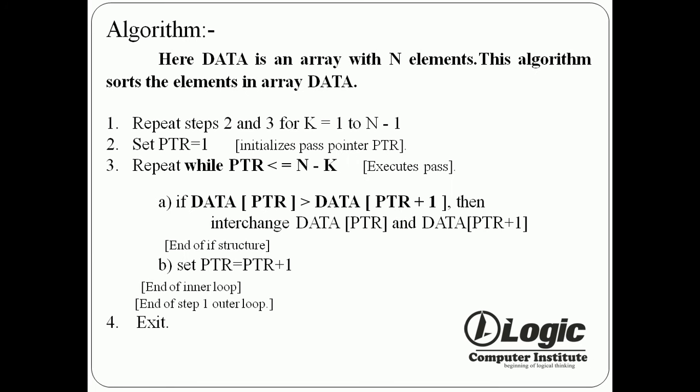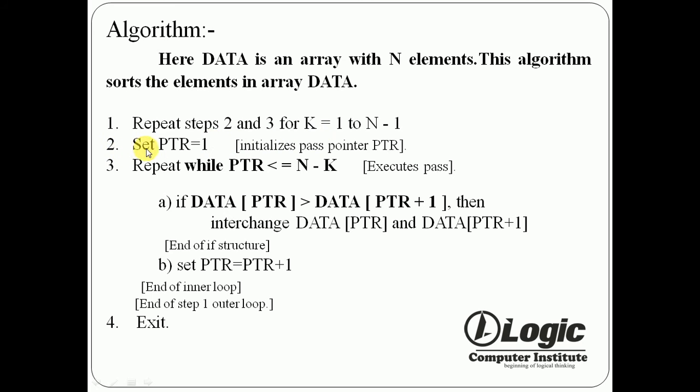So we see the algorithm. Here data is an array with n elements. This algorithm sorts the elements in array data. The first step is to repeat steps 2 and 3 for k. K is used for the pass. K is equal to 1 to n minus 1, that is, the passes run from 1 to n minus 1, where n is the number of elements in the array.